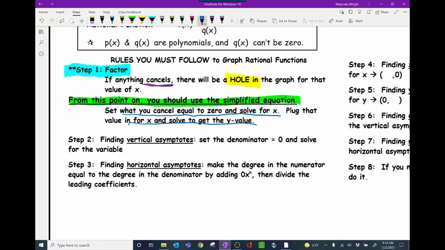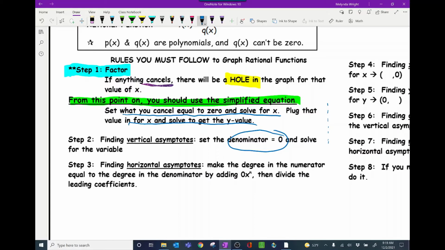The second thing that you're going to do is find your vertical asymptotes. Now, the vertical asymptotes are like those little dotted lines. They're vertical, and they happen when the denominator is 0. We don't want the denominator being 0. So we would set the denominator equal to 0 and solve for the variable, which is typically x.